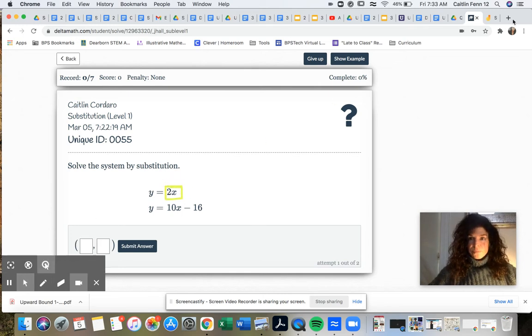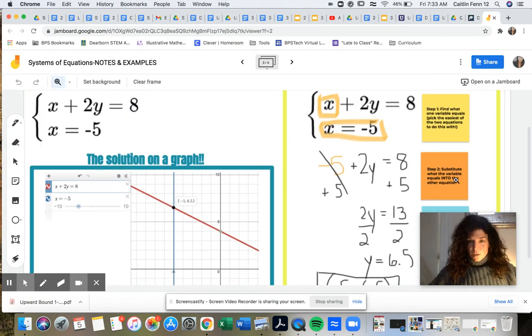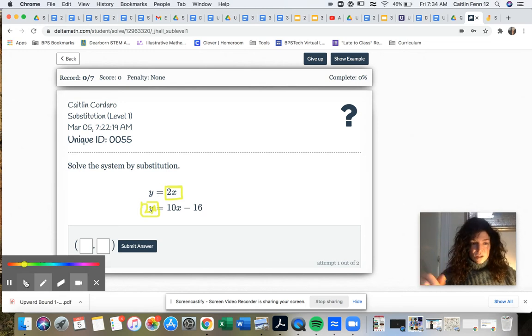What's my next step? Step 2, substitute what the variable equals into the other equation. So here we go. So if y equals 2x, then these are the same. So I can replace that y with 2x. I can put that in for this y. So let's rewrite this so that it's a little bit easier. But they're the same. They're equal. So we can replace them without changing anything, right? If you have a substitute teacher, your substitute teacher replaces your regular teacher that day.